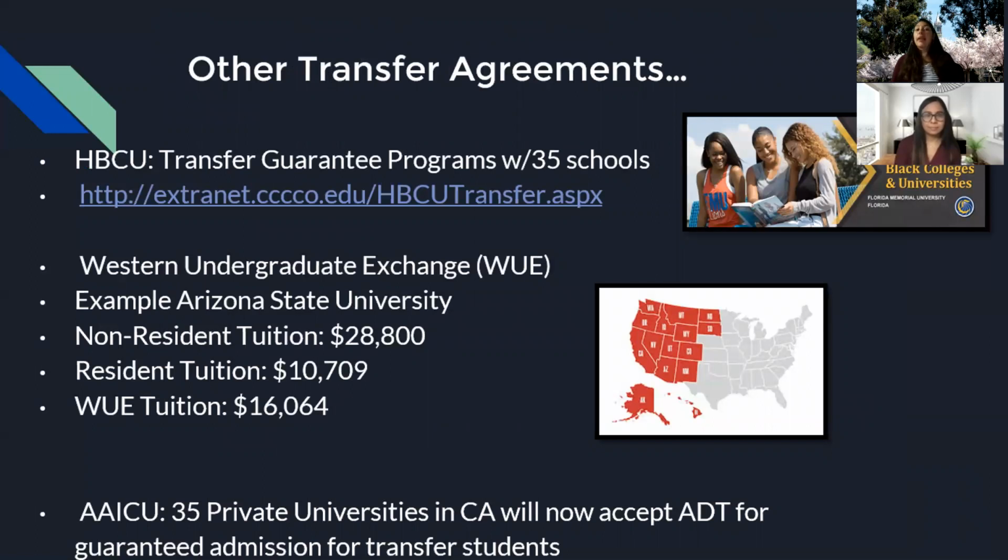We also have other transfer agreements. So we have some with the HBCUs, so that's the historically Black colleges and universities. And we do have transfer guarantee programs with 35 schools. So make sure that if you're interested in applying to any of these schools, you check out that link and find out. Some of these schools also, if you're getting an ADT degree, an associate's degree for transfer, they may be able to accept some of the classes that you have taken and accept some of that ADT.